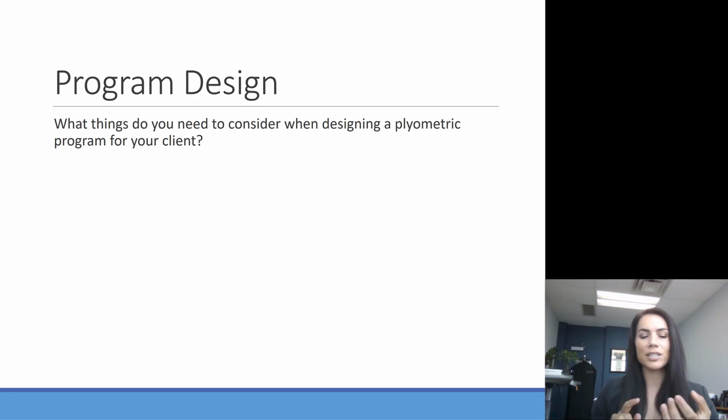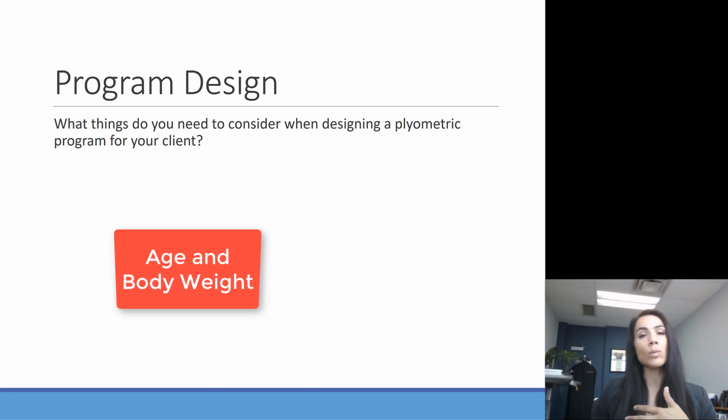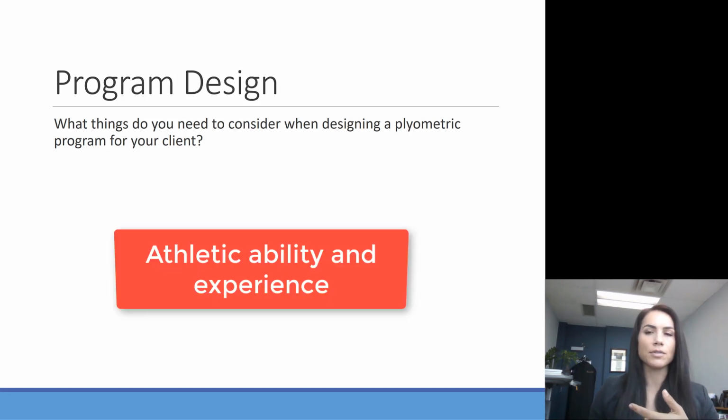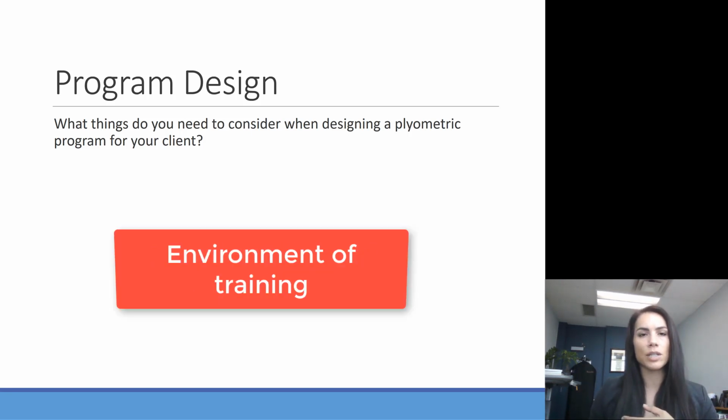First thing is you want to make sure you consider their age. How old are they? What's their body weight? Because their body weight is going to determine how much force they're using and or needing to do this plyometric movement. What's their competitive level or their athletic training level? What surface are you using this on? Are you on a grass surface or are you on a hard surface?